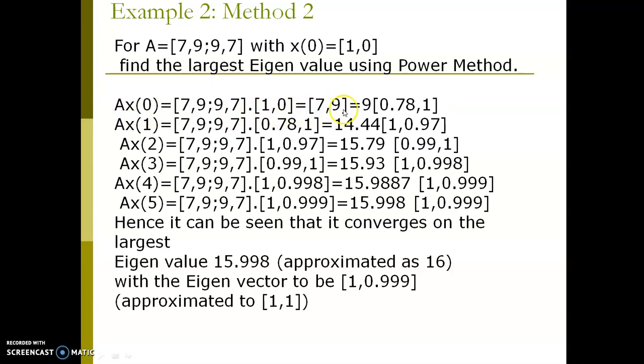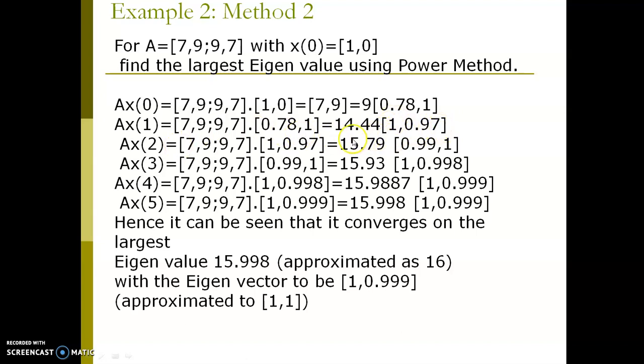Now this step is the same as the previous method, but what we do now to maintain this vector at less than or equal to 1 is pick the largest of these two values and divide. So we take 9 out and divide 7 by 9, which becomes 0.78, and this becomes 1. For the next calculation, 0.78, 1 becomes the next approximation, which we multiply by A again. Now we can extract 14.44 as the largest value and dividing, we get the vector converted to 1 and 0.97, and so on.